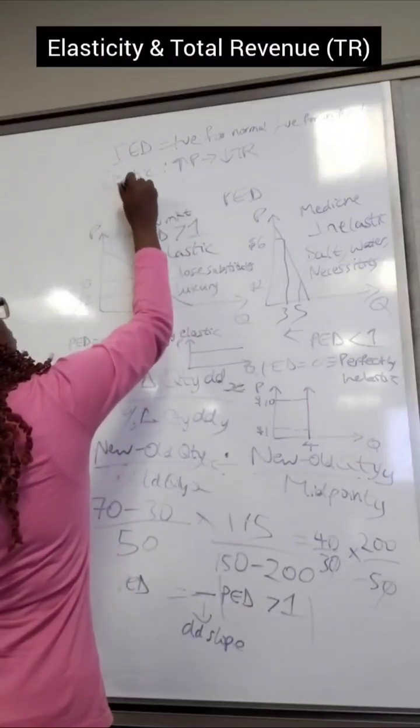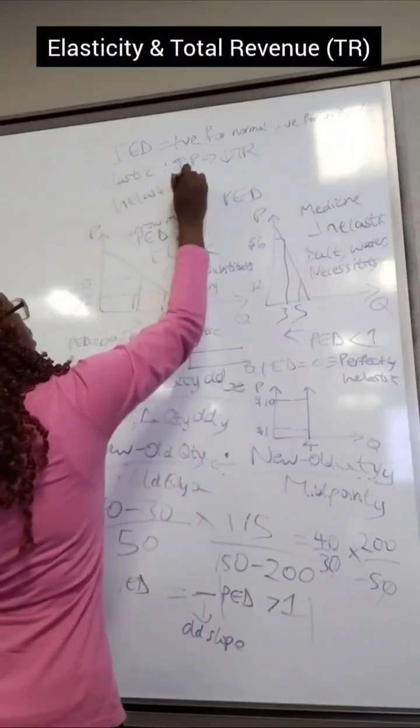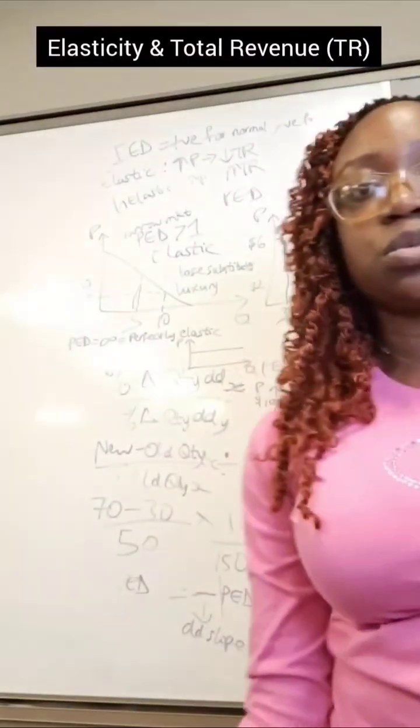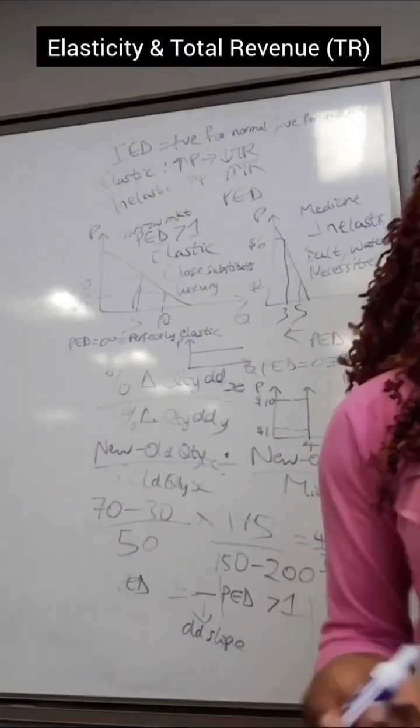But for inelastic goods, it's the opposite. An increase in price is going to lead to an increase in total revenue, because consumers have no other choice than to keep on buying the product even at the more expensive price. Total revenue is going to increase.